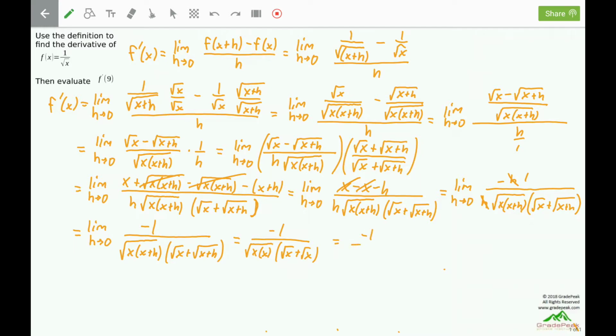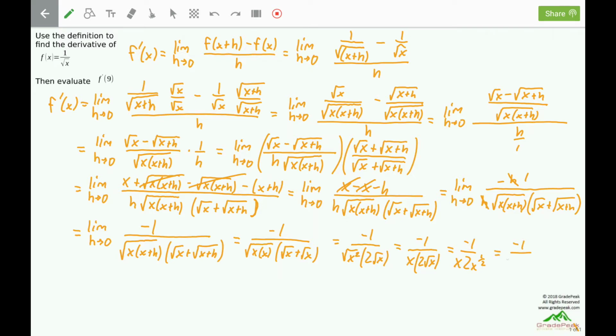So I have a negative 1 over the square root of x squared times square root of x plus square root of x, which is 2 square roots of x. The square root of x squared is an x times 2 root of x. What I'm going to do is write that square root of x as an x to the 1/2. And the reason I'm going to do that is I need to combine those x's together. So this is going to be an x times 2 times x to the 1/2.